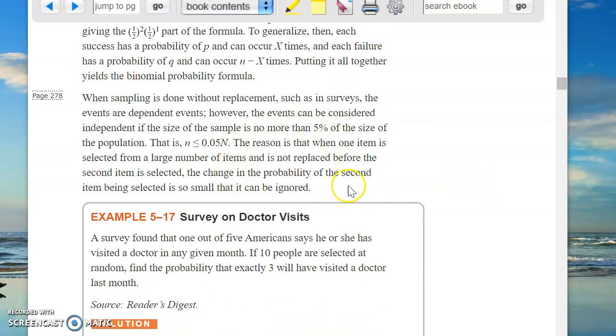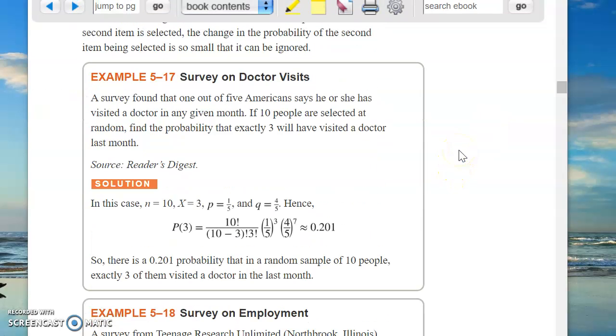And the criterion that we use is we say the size of the sample has to be 5% or less. It's no more than 5% of the size of the population. So let's take a look here. Survey on doctor visits. 1 out of 5 Americans says he has visited a doctor in any given month. If 10 people are selected at random, find the probability that exactly 3 will have visited a doctor last month.